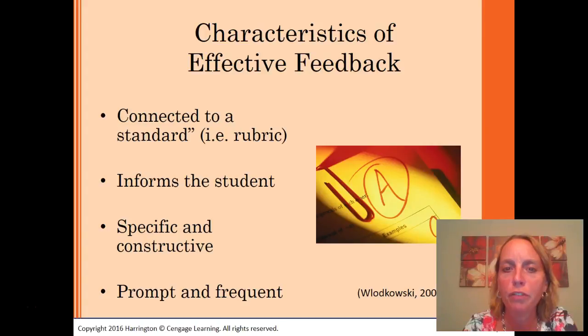I want to remind you first, though, about Wadkowski's work that really defines the characteristics of effective feedback. We'll use this as our barometer, and then we'll see what faculty actually do. Of course, we want our feedback to be connected to some kind of standard so students know whether or not they're achieving that. We want it to be informative and constructive and specific so that students can take action based on it. And we want it to be prompt and frequent as well.